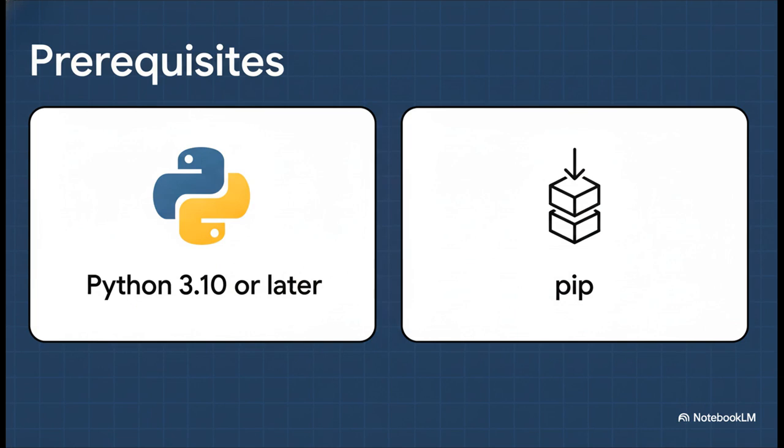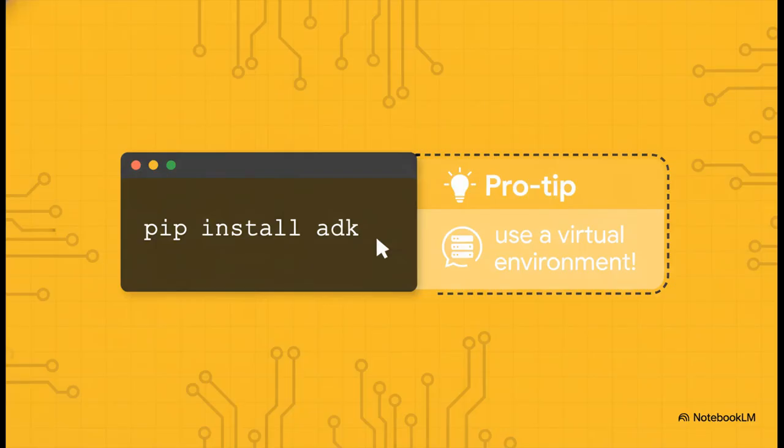And look, the list of things you need is really short. You just need Python, specifically version 3.10 or newer, and you'll need pip to install packages. If you've been doing any Python stuff lately, you almost certainly already have these ready to go. And this is it. This is the only command you'll need for the installation itself. Just pop open your terminal and type pip install adk.